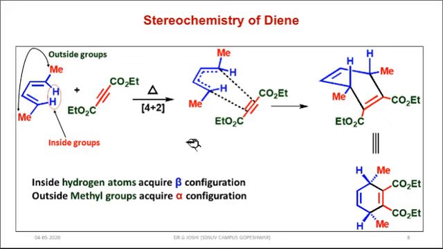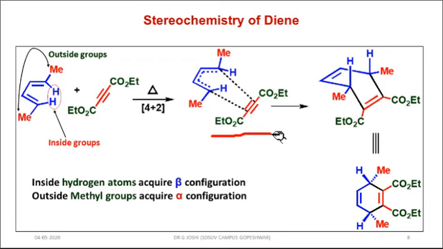In this example, the mechanistic depiction of Diels-Alder reaction is shown. The overlapping process of orbitals, as shown here, leads to the formation of a six-membered transition state, this one.